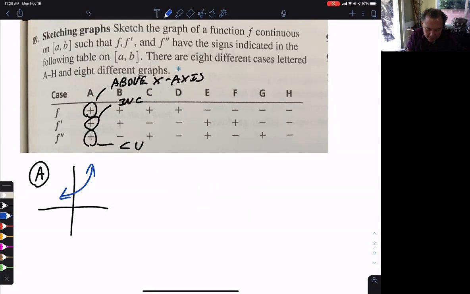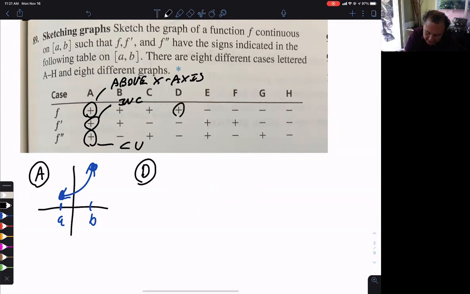The function is positive and it's from A to B. So I'll pick an A to B and put dots at the end. So that's how you do that. And I'm not going to do all of these. Let's go to D and evaluate D.